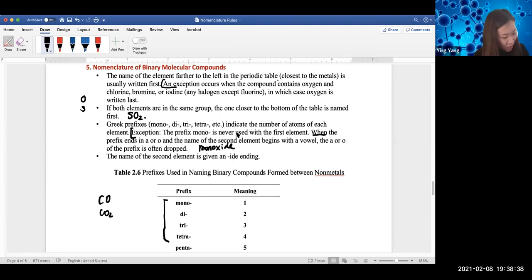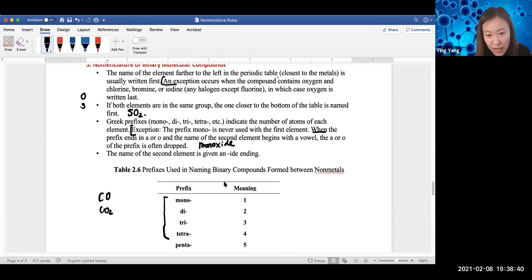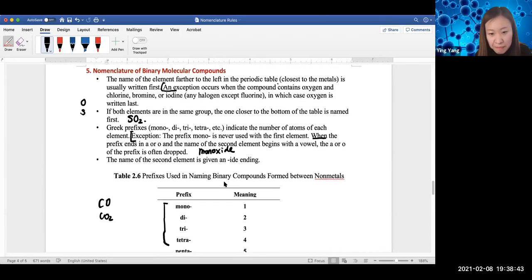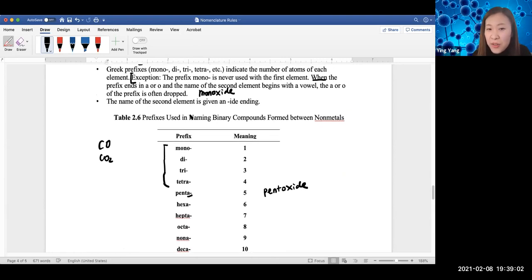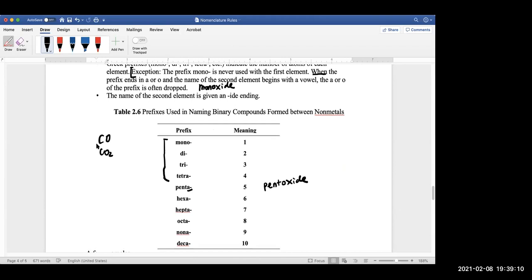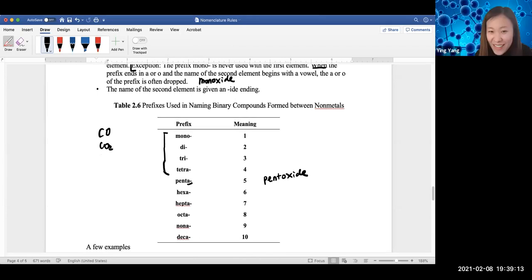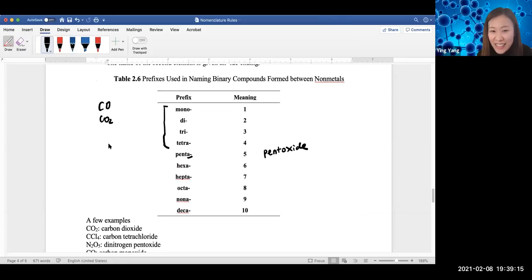Another example, let's find one where we drop the A. Penta: if we are going to have 5 oxygens, it would be pentaoxide, right? But we don't write both A and O. We drop the A in the prefix and just write pentoxide like this. Last rule: the name of the second element is given an IDE ending. So it's carbon monoxide, carbon dioxide.